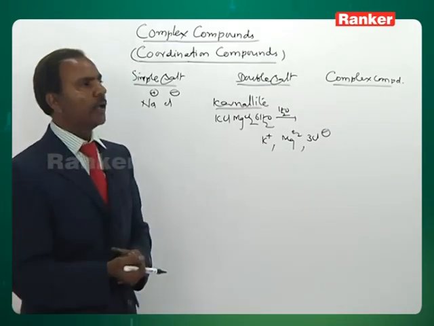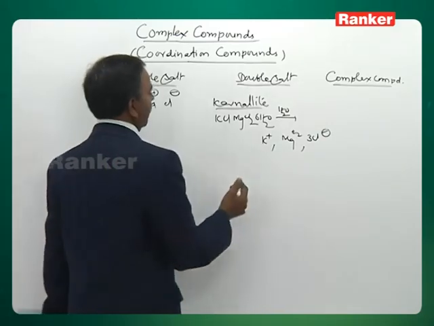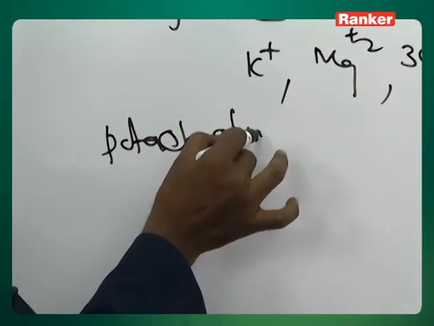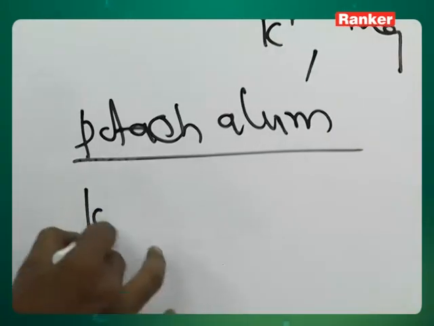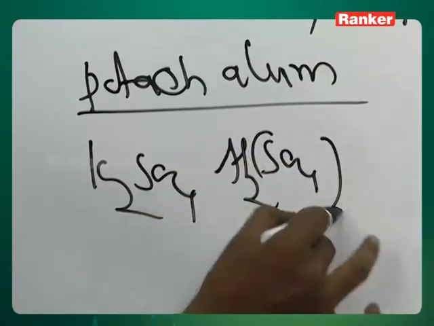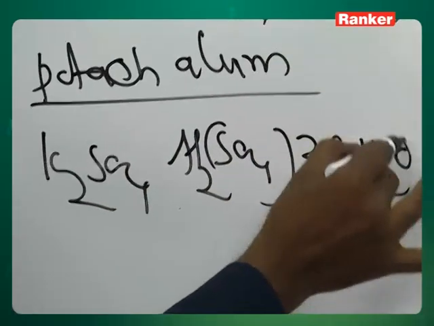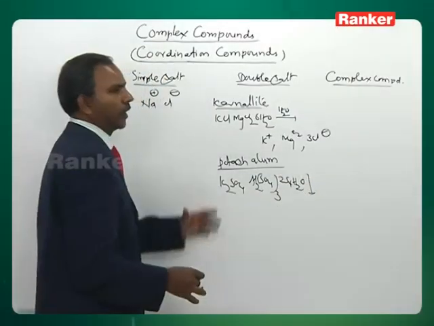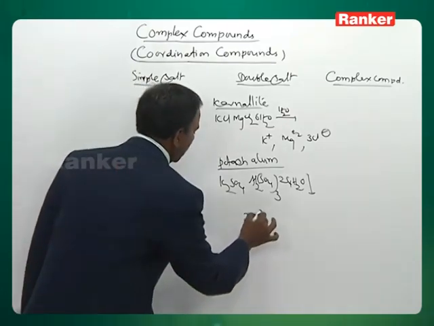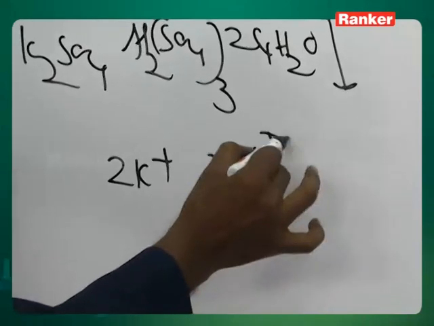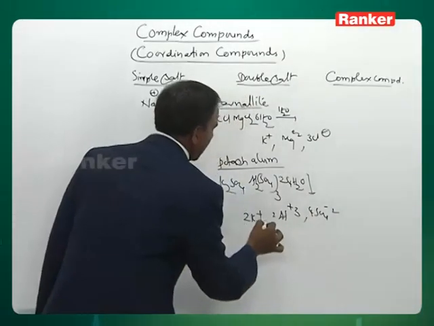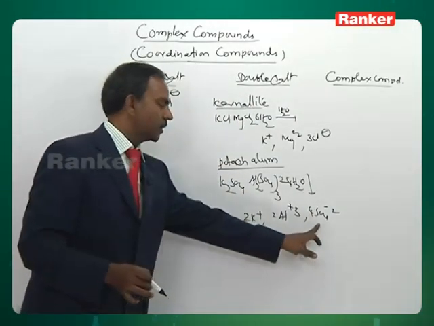Let me give another good example. Let me take potash alum, well known to you. Potash alum is K2SO4, Al2(SO4)3, 24H2O. When you put it into water, it undergoes complete ionization. What way? You are getting 2K+, 2Al3+ and 4SO4 2- ions. Like this, you get K+ ions, Al3+ ions and sulfate ions.